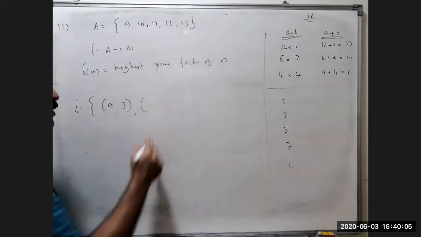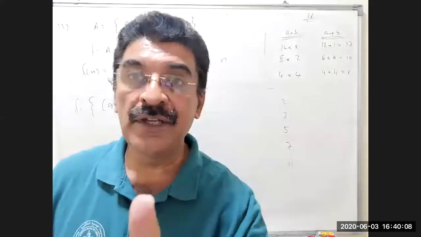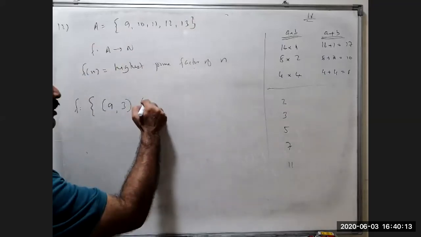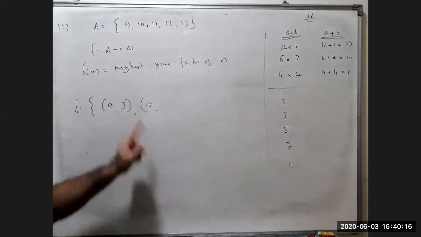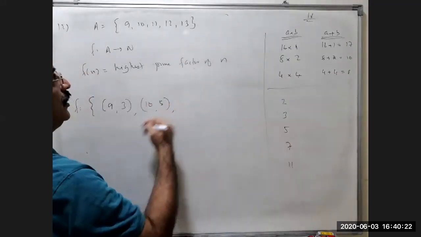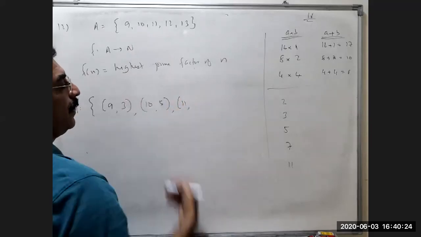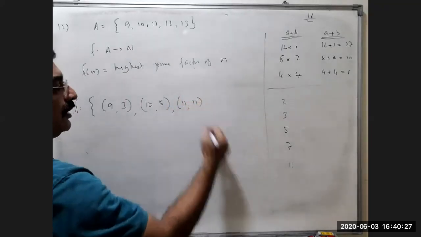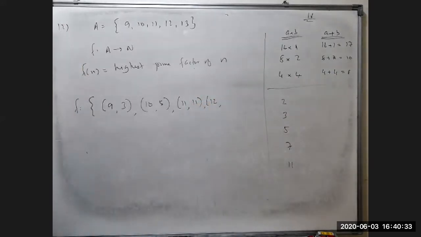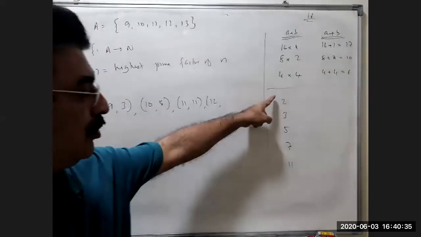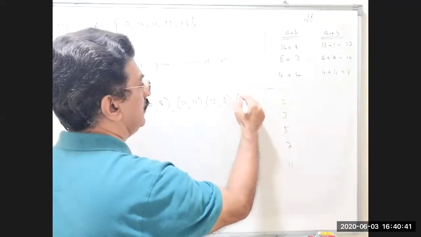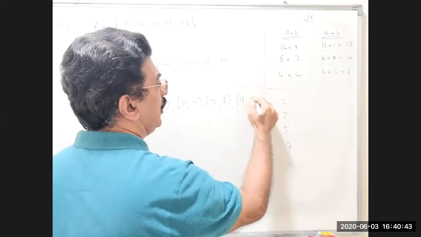Now taking the second number. Function means for all elements in A, it should be related. So we have to take the relation with all these numbers. Second one, 10. Which is the highest prime factor? For 10, it is 5. Then the third number, 11. The highest prime factor is 11 itself. 12. The highest prime factor for this one is 3. Then 13. The highest prime factor is 13 itself.